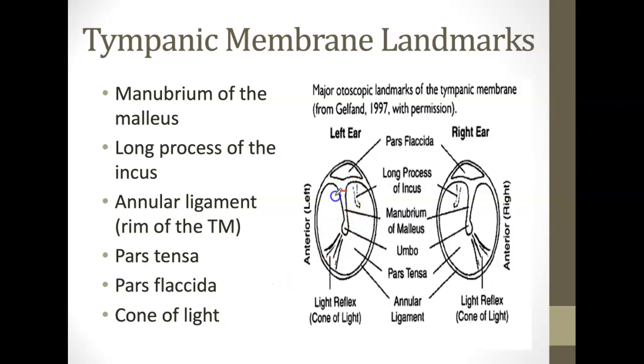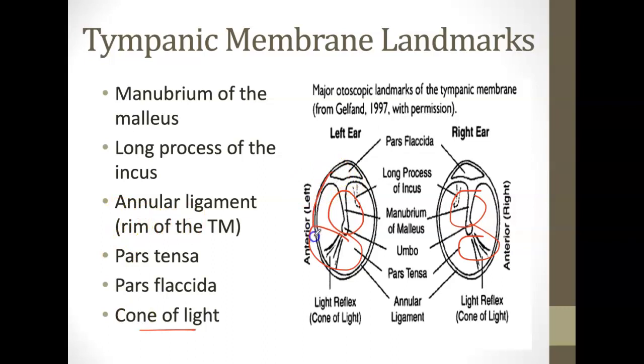So here you can see the manubrium of the malleus, right? You can see the cone of light. That cone of light is a reflection off the cochlea. So the promontory, that's what the cone of light is. It's a light reflection from the promontory, which is the bony portion of the cochlea.